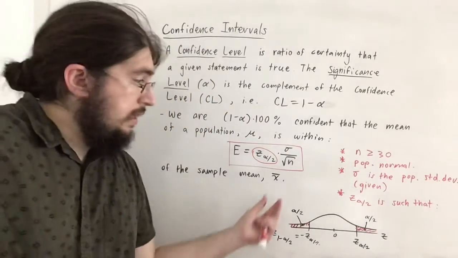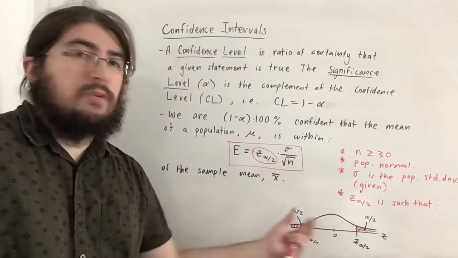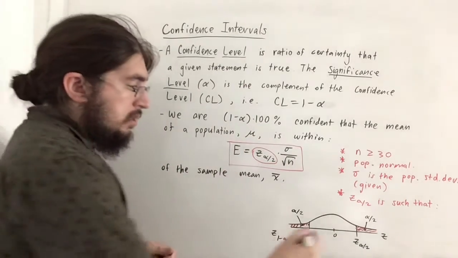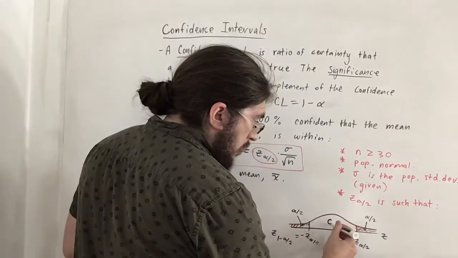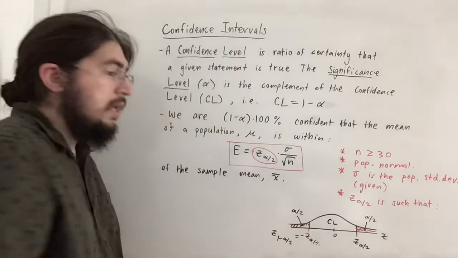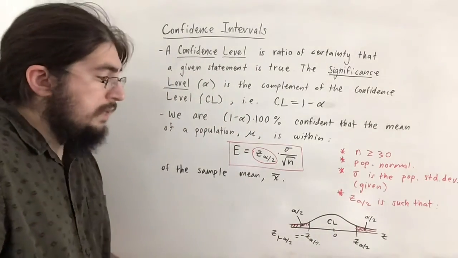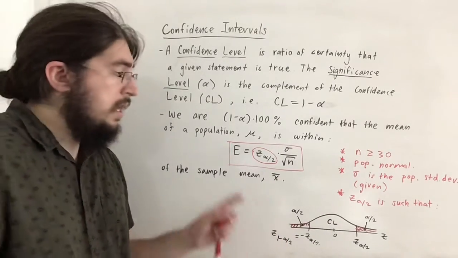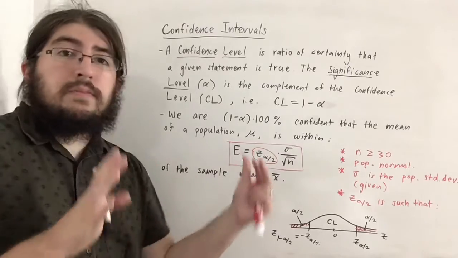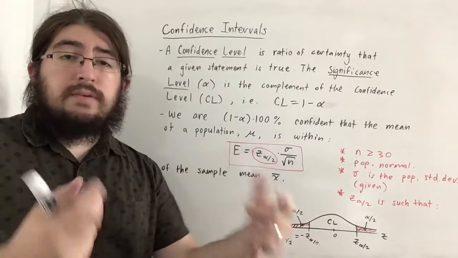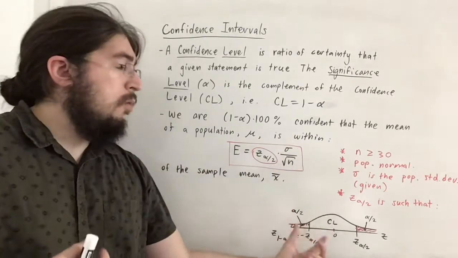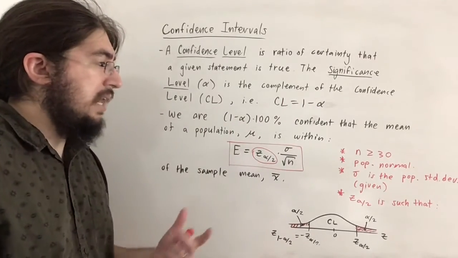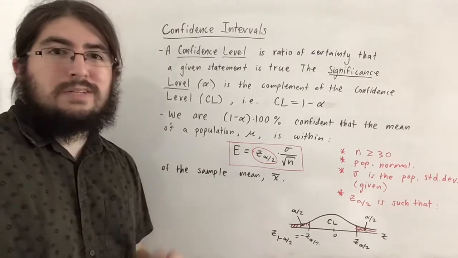And notice that these two tail end regions, alpha over 2, are each half of alpha, which is indeed our significance level. So this whole area in the middle must be our confidence level. So z sub alpha over 2 and negative z sub alpha over 2 are what is known as the critical values, and these critical values separate the middle confidence level percent from the other two tail ends, which add up to the complement of the confidence level, which is the level of significance, alpha. Whew, that was a mouthful.